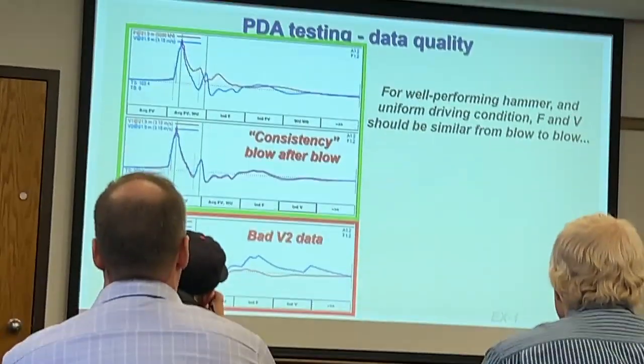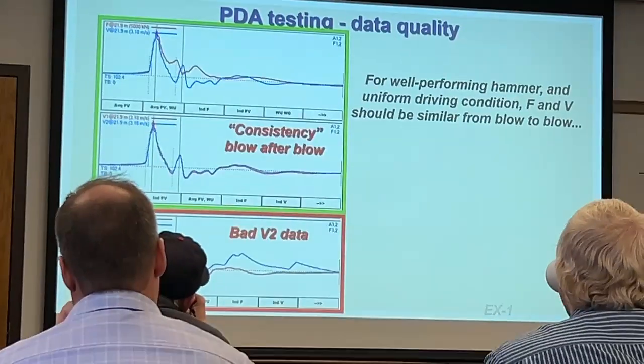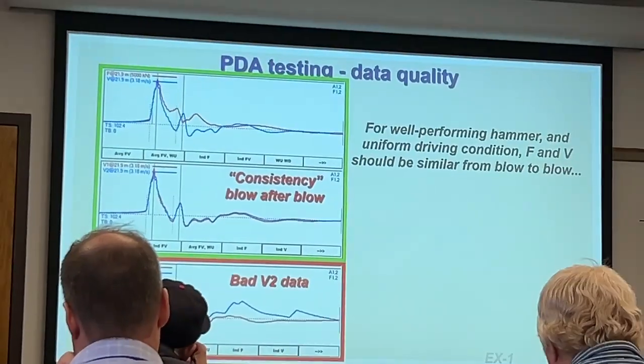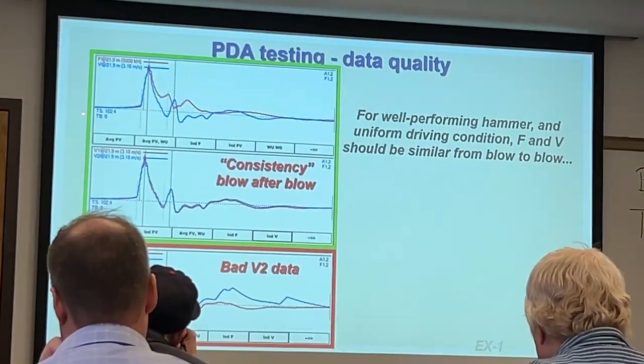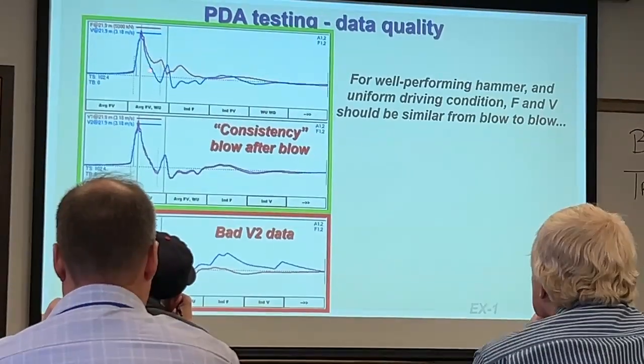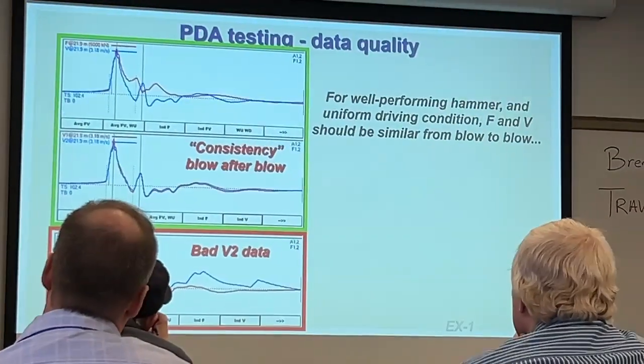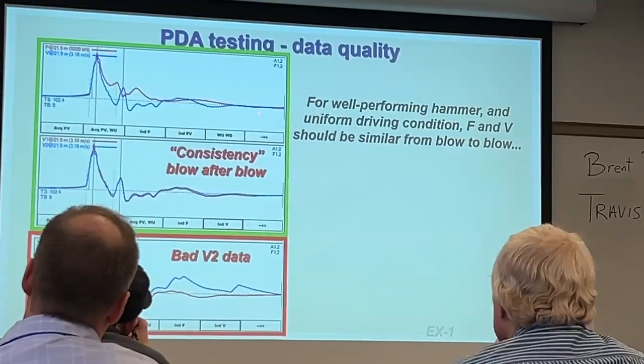For a hammer that's performing well, under uniform driving conditions, the F and V should be similar from blow to blow. So once again, diesel hammer, good proportionality, separation velocity is increasing, force is dropping, so it's like a free end. Everything goes back to zero.